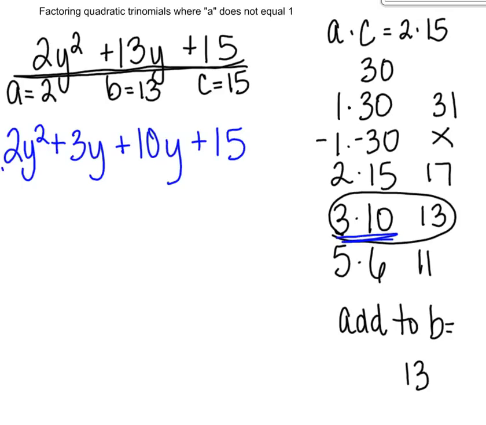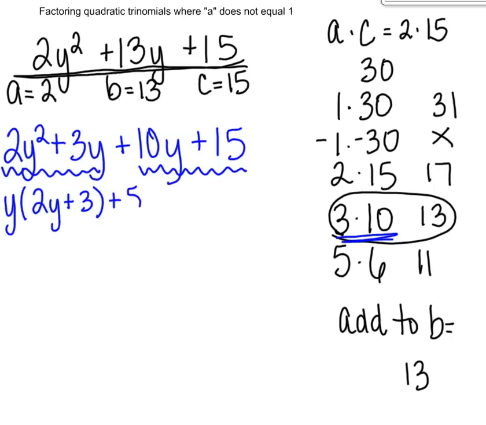So the strategy I'm going to use now is to group the first 2 terms, group the last 2 terms, and factor. The first 2 terms do not have a coefficient factor in common, but they do have a y in common. And when I take out a y, this becomes 2y plus 3. The second 2 have a coefficient factor in common of 5. And when I take that out, I get a 2y plus 3.